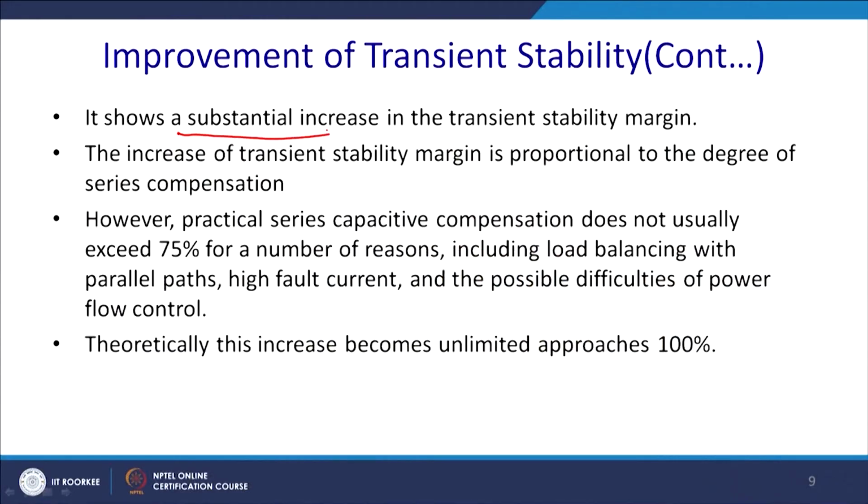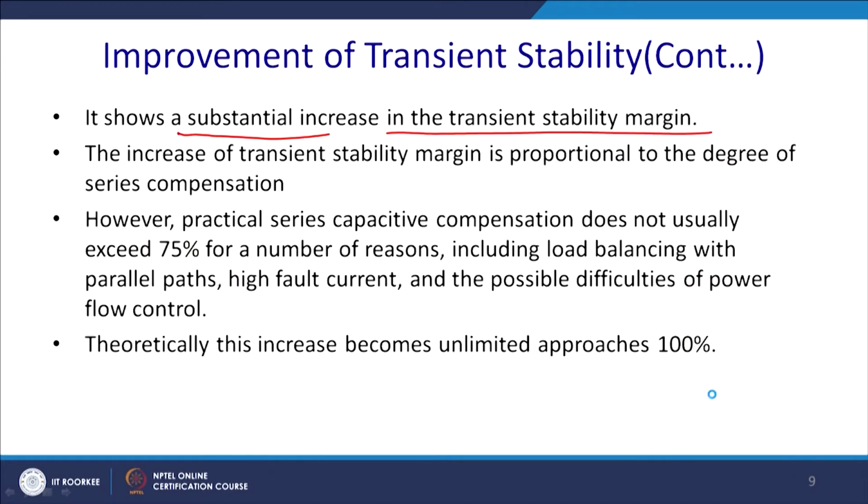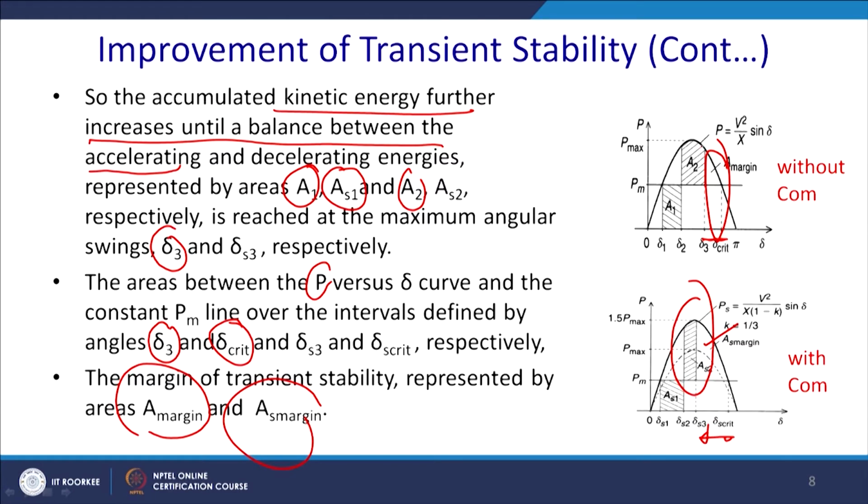Now, what can we conclude? This equal area criterion shows a substantial increase in the transient stability margin. You can go back and see: this is the area and this is the time available. The increase in transient stability margin is proportional to the degree of series compensation. Why? Because if you can make it say 1.5 to 2, this area can be even bigger, and this value will be shifted to the left.